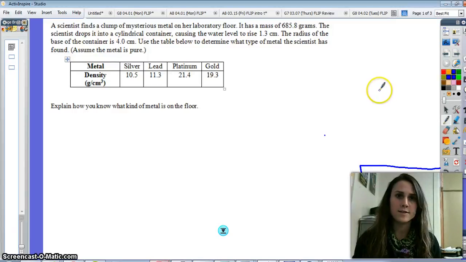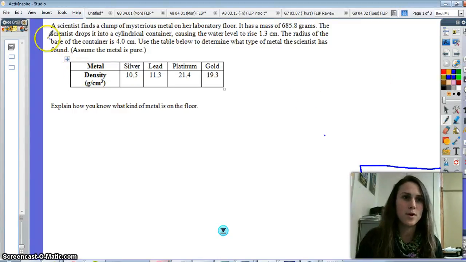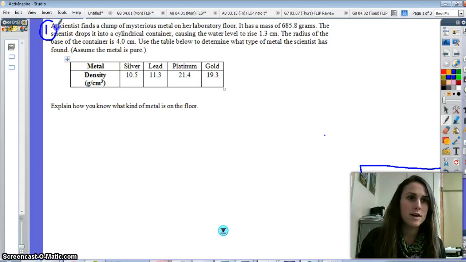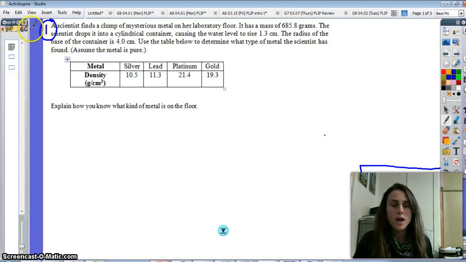Hello, scholars. This flip will discuss question number 1 from ELG Unit 7 on density.